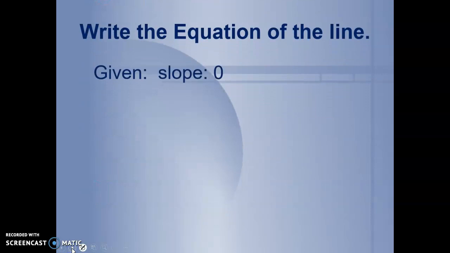How would we write the equation of a line when given the slope and this point? 0 and 1, -6.